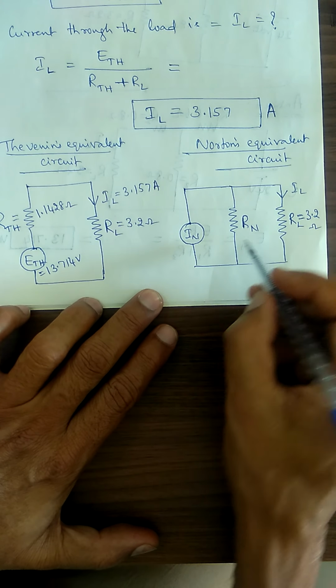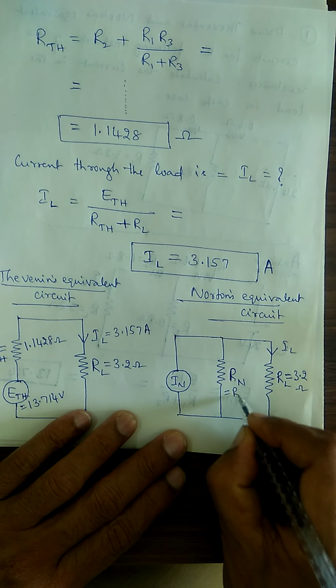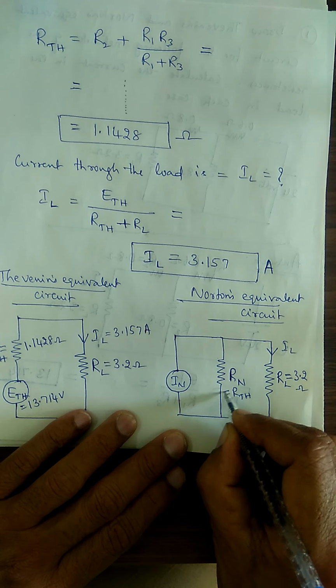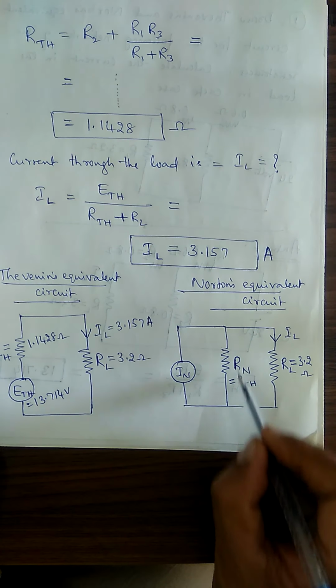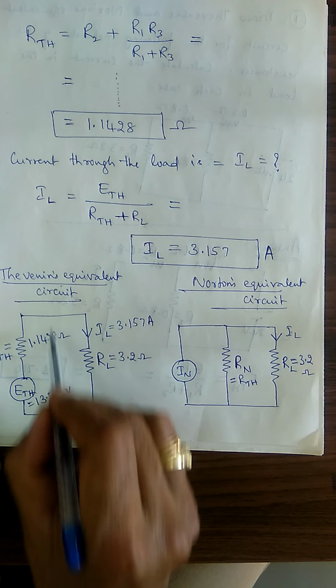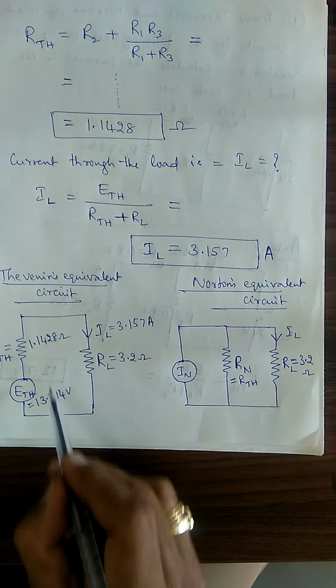Okay, but RN is equal to RTH here. RN value is equal to RTH value. This is Norton's equivalent circuit. This is Thevenin's equivalent circuit. This is called by the name the Norton's equivalent circuit. Again, I will show this.